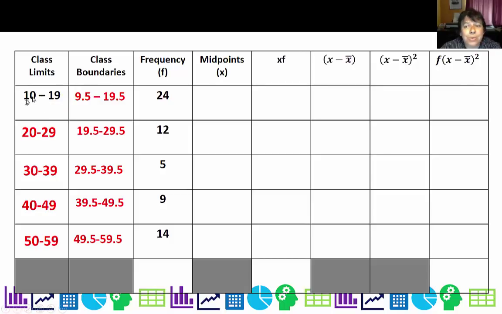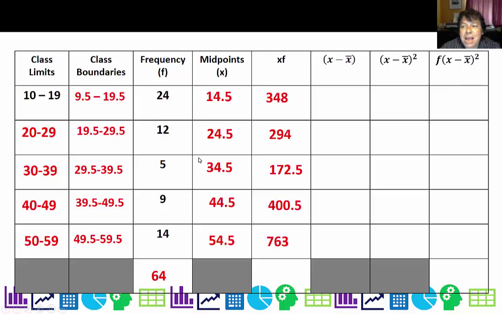10 is probably going to be too low. 19 is probably going to be too high. What would be a good compromise? The midpoints. So forgot to add my frequencies there. So my midpoints are 14.5, 24.5, and notice the difference is the class width again. And I find all my midpoints, and now I multiply them by all the frequencies.